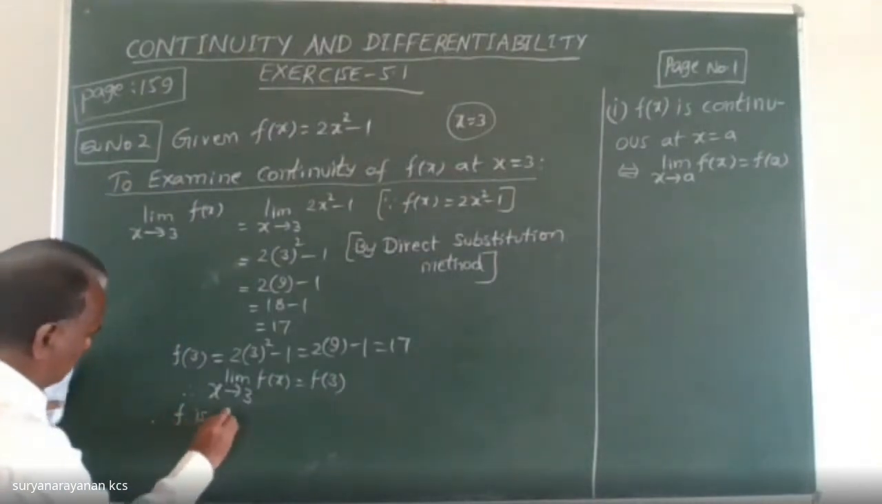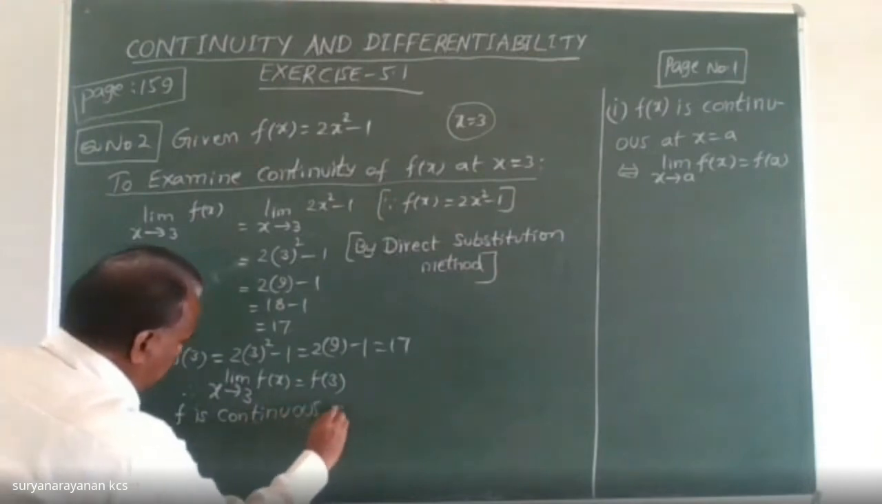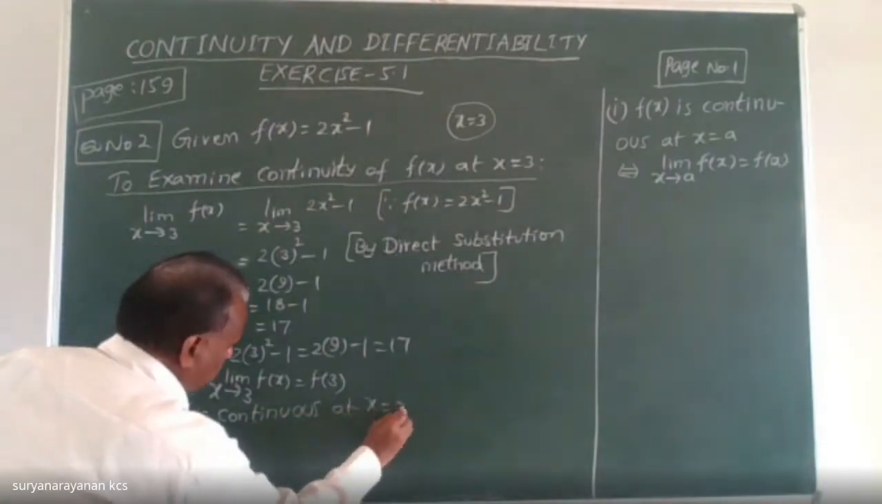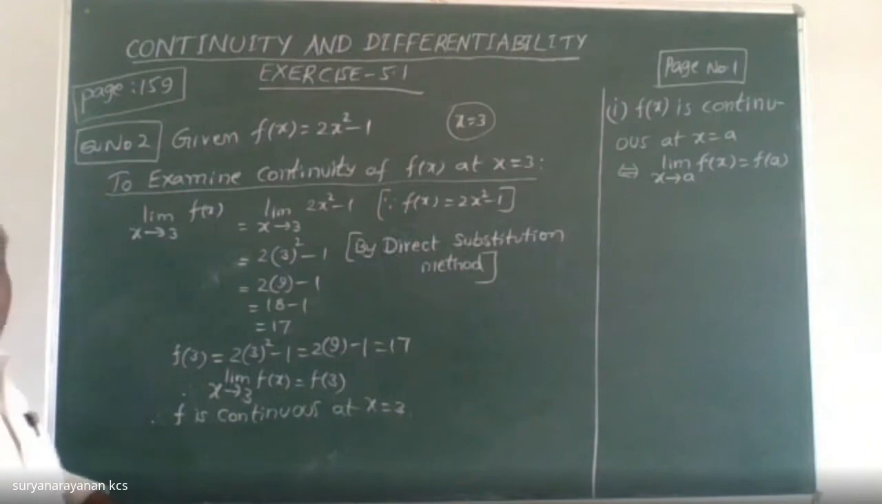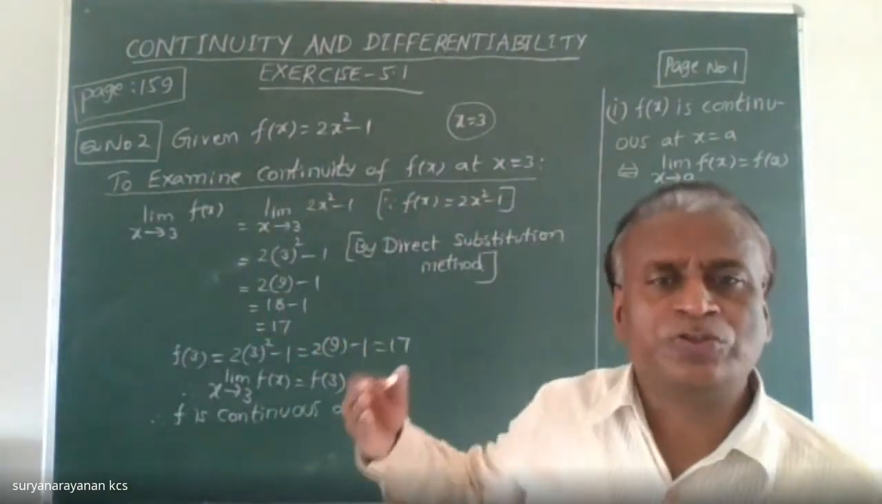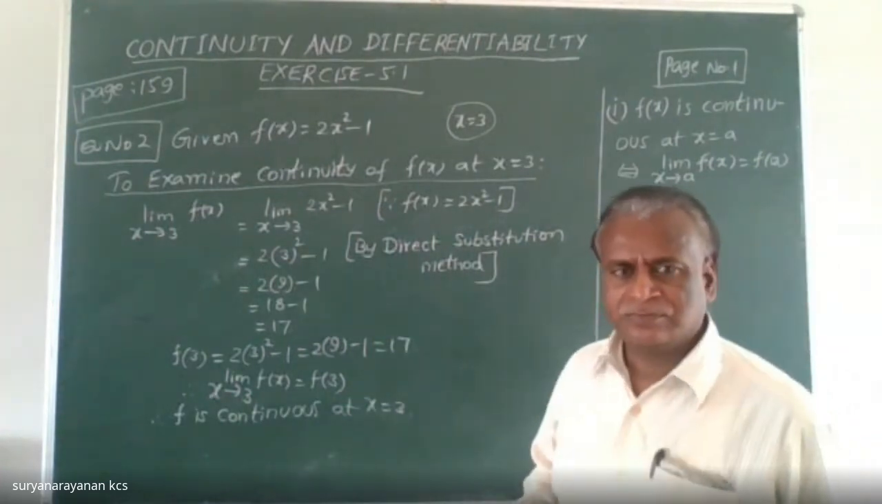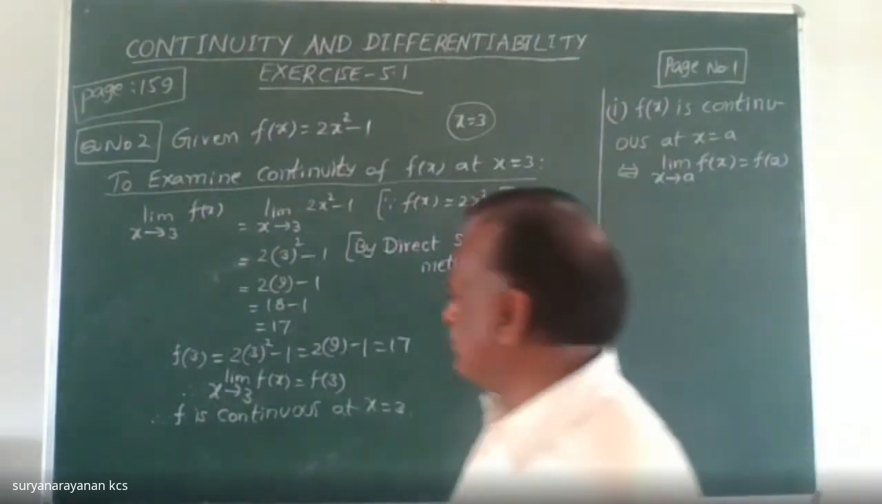Therefore, f is continuous at x is equal to 3. Hence verified, or you can write a conclusion, hence examined, or hence verified. Okay, hence verified.